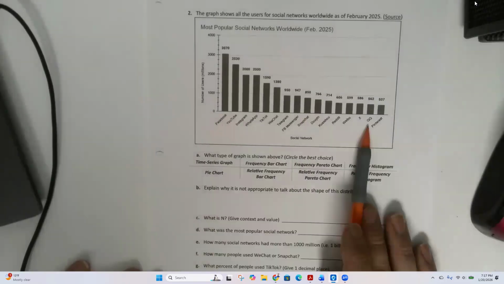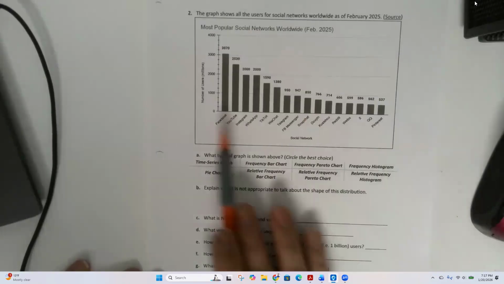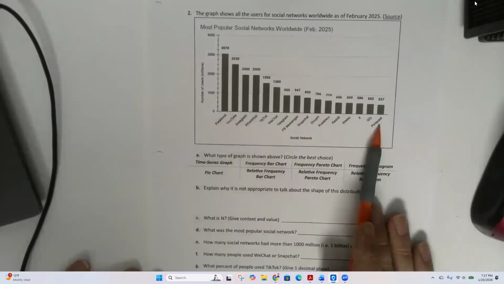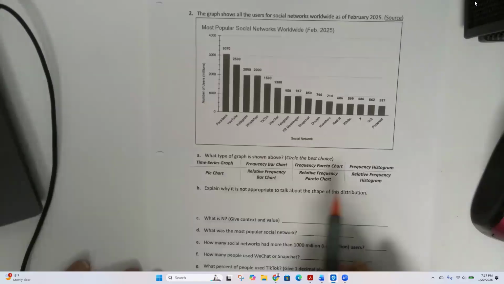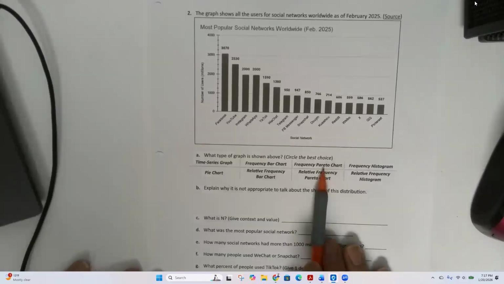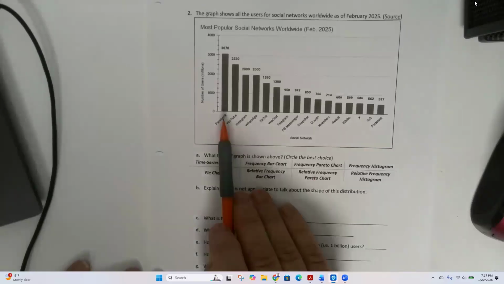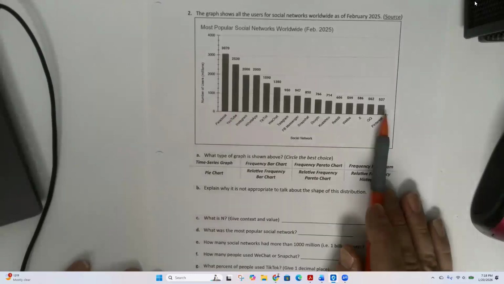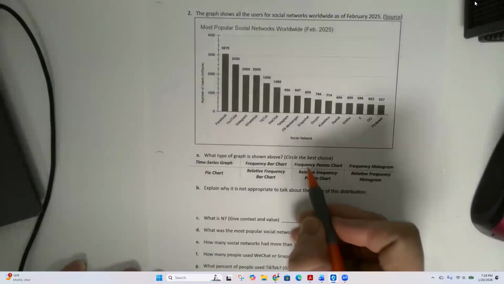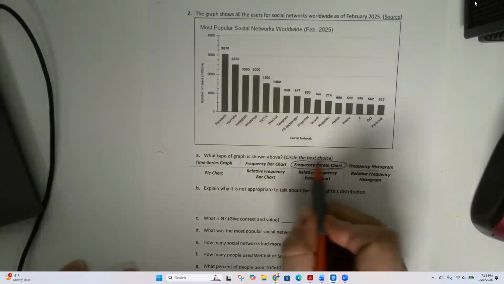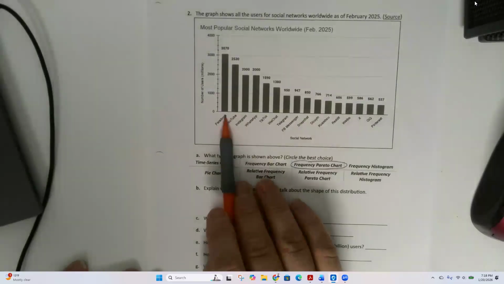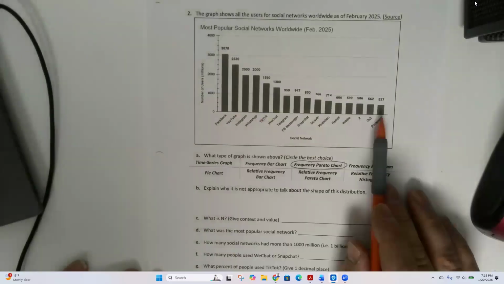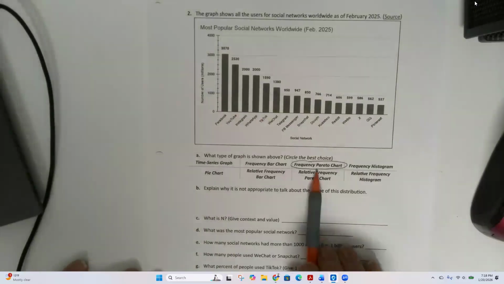So social network is not quantitative. It is words, right? We see Facebook, YouTube. These are qualitative, okay? So it's not a histogram. What is a Pareto chart? A Pareto chart is a special type of bar chart where the bars go from the highest down to the lowest. And that's actually what I have here: the biggest one is Facebook, and that's over here on the left, and it goes all the way down to the smallest bar. So it's a type of bar chart, but it's a special type.